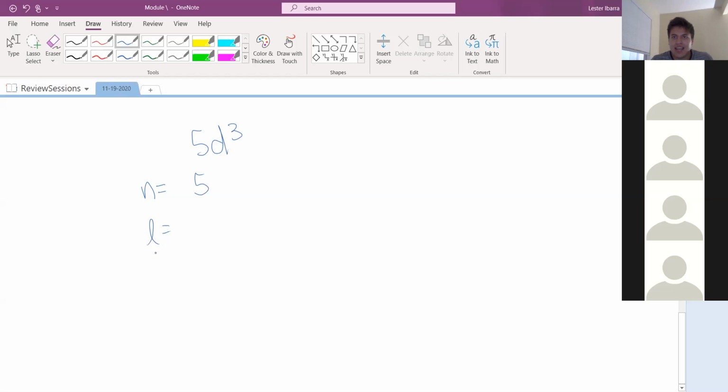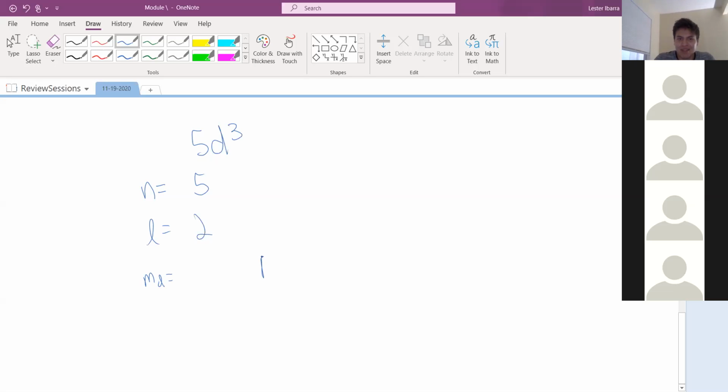2. And how do we know it's 2? D is transition metals, so because of D, we know that we have an L value of 2. Now, once we get to the M sub L, what would we have to do at this point to make it easier on ourselves? Draw the orbitals, the boxes. We draw the boxes.